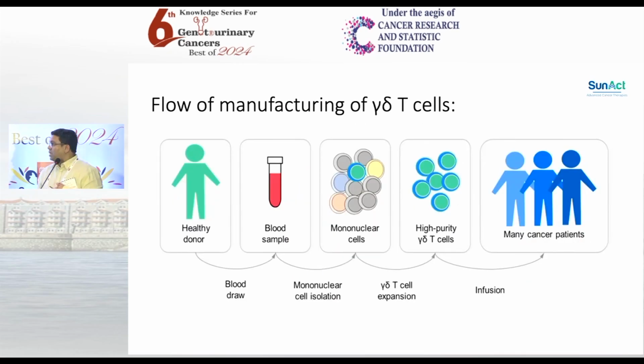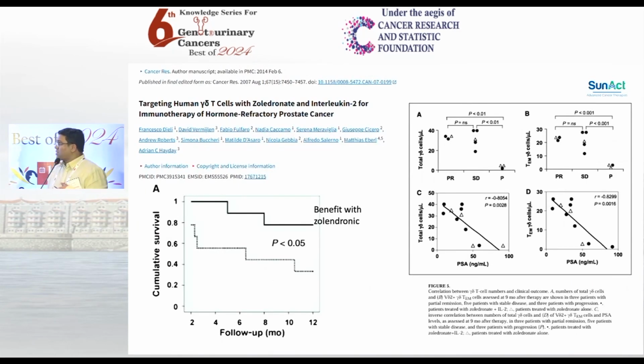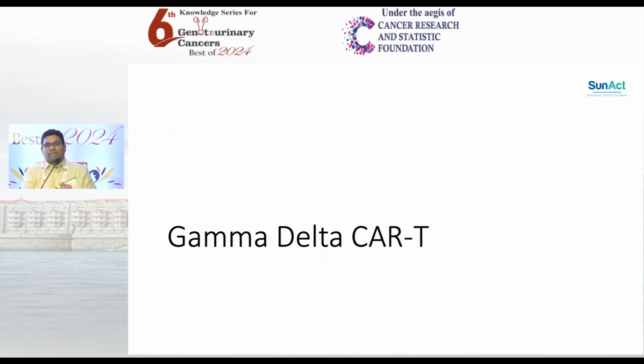Now, if you get gamma delta from healthy donors and make a high purity gamma delta product, and you give it at 200 x 10^6, it actually targets MICA and MICB antigens, which are seen in 75 to 95% of prostate cancers. And this is the data where you could see that at 12 months, if you give gamma delta with zoledronic acid, nearly 80% of your patients are not going to progress even if they have received multiple lines of treatment.